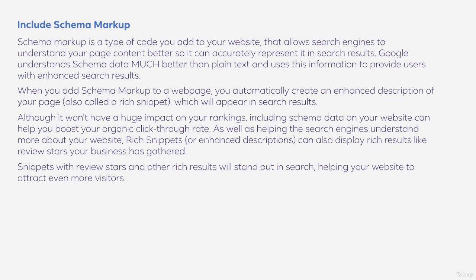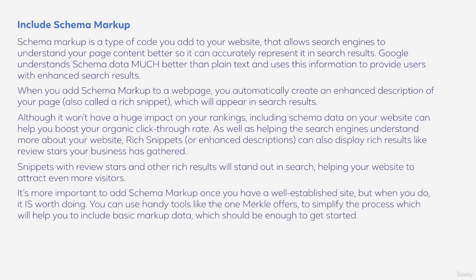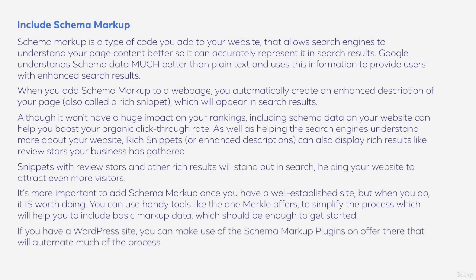It's more important to add schema markup once you have a well-established site, but when you do, it is worth doing. You can use handy tools like the one Merkle offers to simplify the process, which will help you include basic markup data, which should be enough to get started. If you have a WordPress site, you can make use of the schema markup plugins on offer there that will automate much of the process.